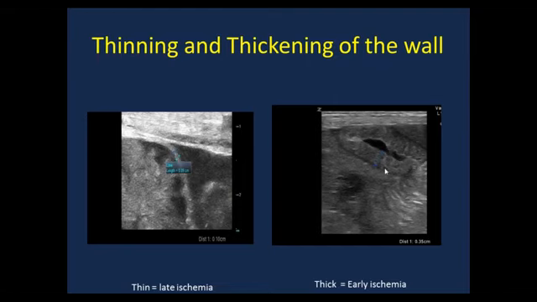On the right hand side we can see a lobe of the jejunum, which is very thickened, measured 0.35 centimeters, which is higher than the upper limit for the normal intestinal wall thickness, which is again between 0.11 to 0.26 centimeters. So the first image is consistent with late ischemia. Thinning is a sign of late ischemia, and thickening is a sign of early ischemia.